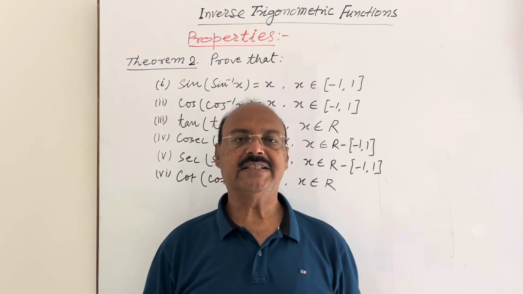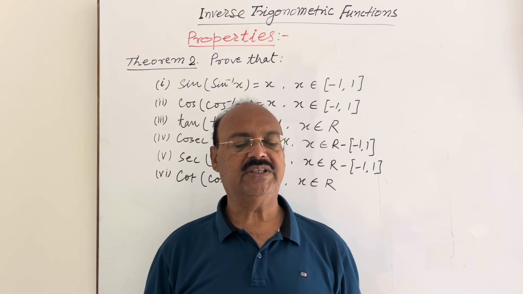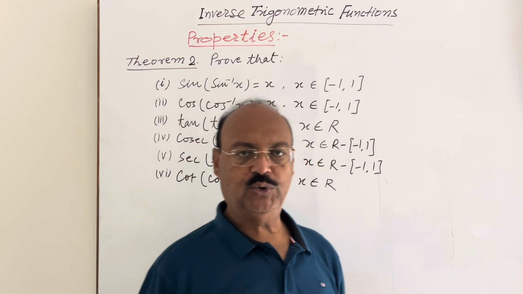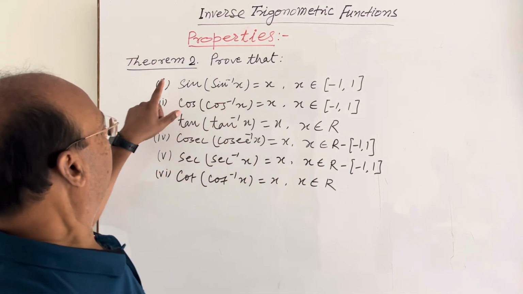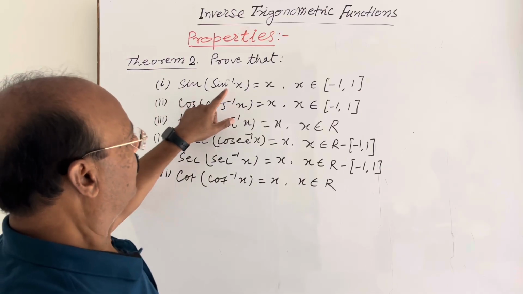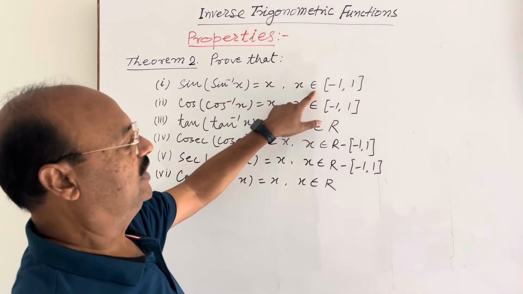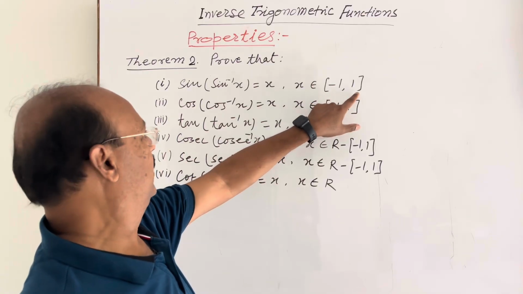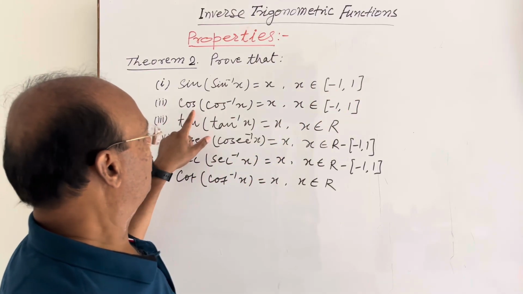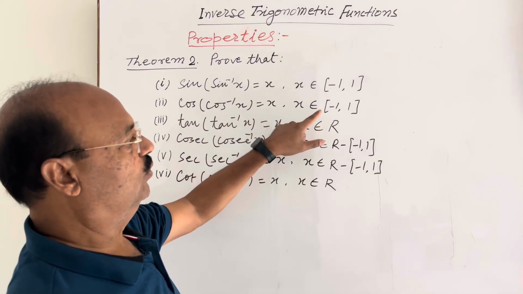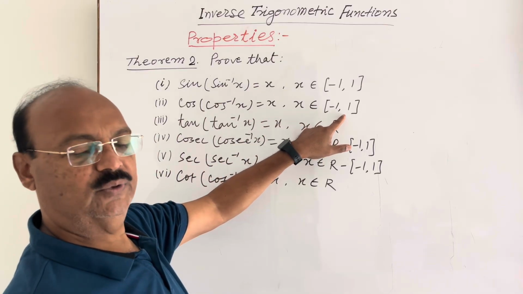Here we are discussing some important properties of the chapter inverse trigonometric functions. This is theorem number 2. Here we have to prove that first, sine of sine inverse x is equal to x, where x belongs to the closed interval minus 1 to 1. Second, cos of cos inverse x is equal to x, x belongs to the closed interval minus 1 to 1.